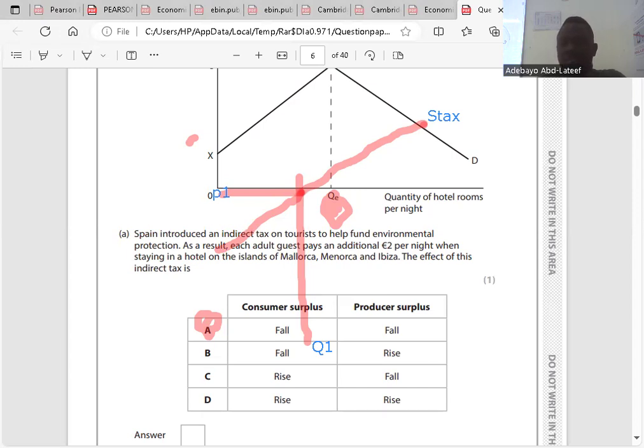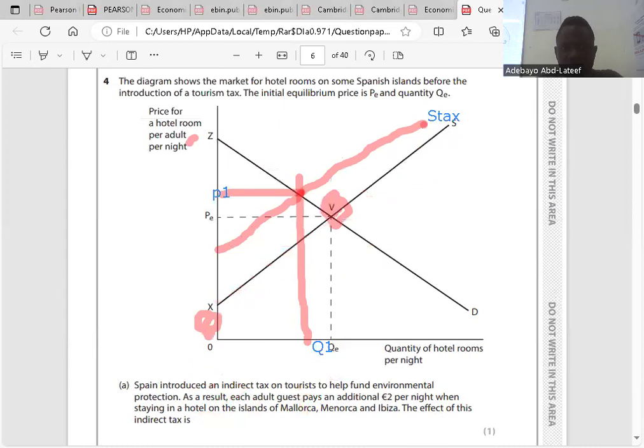An increase in the amount tourists have to pay will increase the price of the service from PE to P1. As a result, the supply curve will shift leftward from S to S tax. Then the quantity supplied in the market will shift leftward from QE to Q1. Thank you. So that's the answer for that.